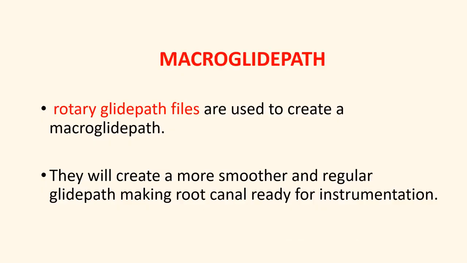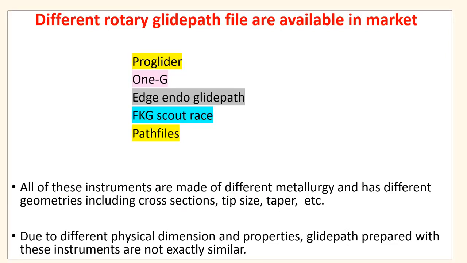Macro glide path. Now, rotary glide path files can be used to create a macro glide path. They will create a smoother and more regular glide path, making the root canal ready for instrumentation. Different rotary glide path files are available in the market, like ProGlider, 1G, Edge Endo glide path, Scout Race, and PathFiles. All of these instruments are made of different metallurgy and have different geometries, including cross sections, tip size, taper, etc. Due to the different physical dimensions and properties, the glide paths prepared with these instruments are not exactly similar.